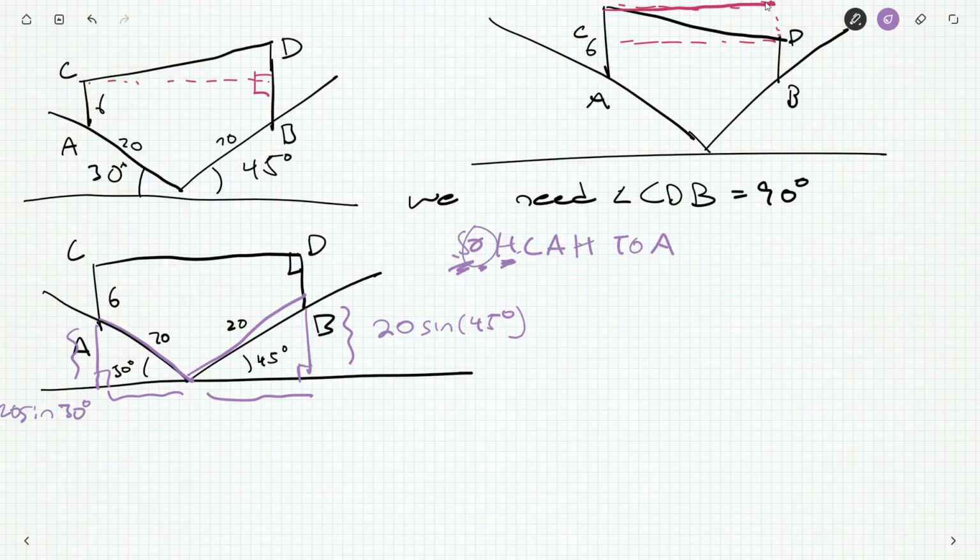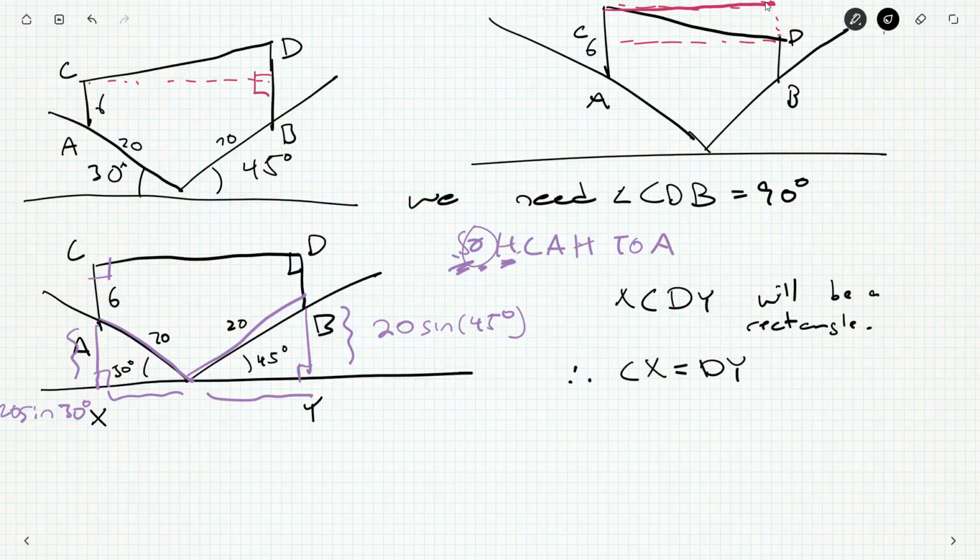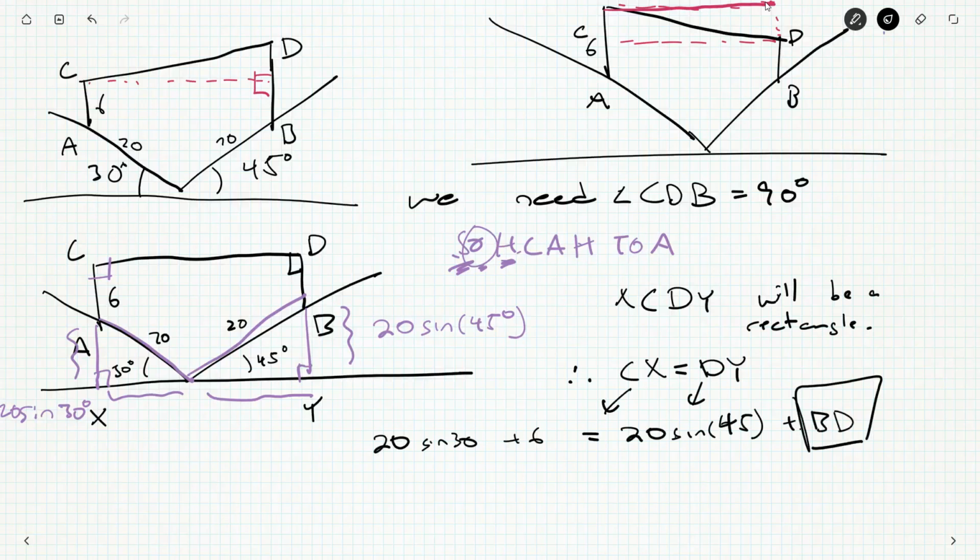But notice we have all these right angles here. This one will also have to be a right angle. So I might call this X and Y. Notice that XCDY will be a rectangle. So that tells me that CX is going to be equal to DY. Now CX is 20 sine 30 plus 6, and DY is 20 sine 45 plus BD, the length we want to solve for.